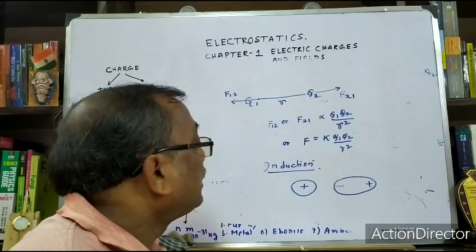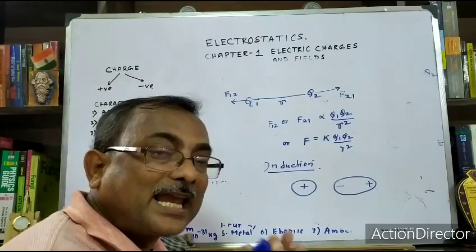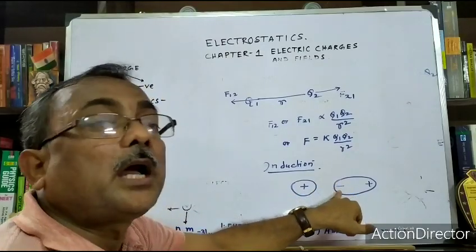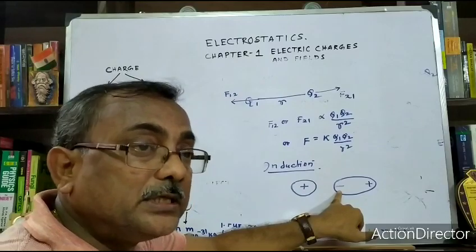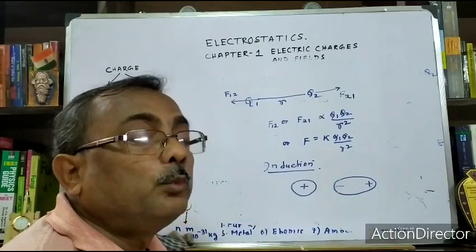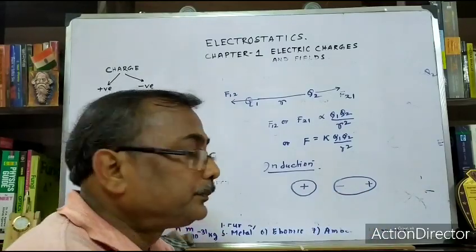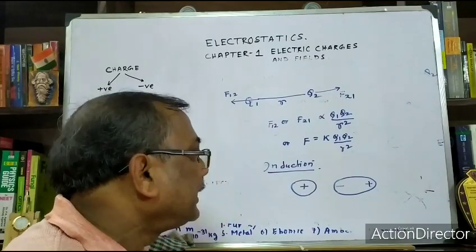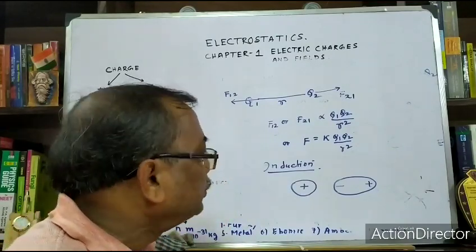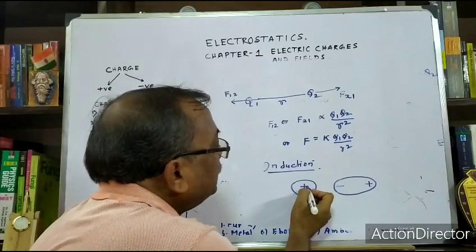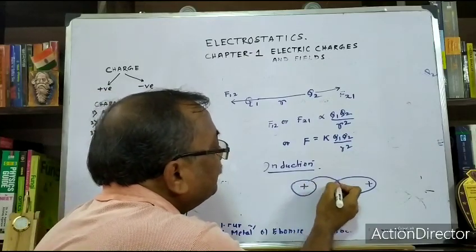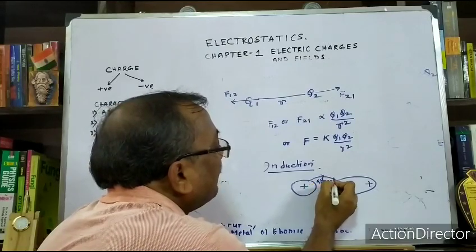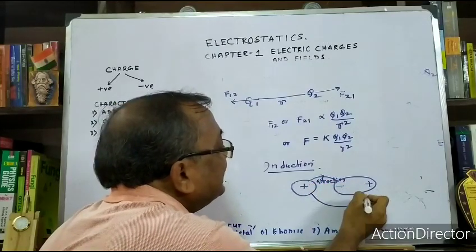I repeat, when an uncharged body is kept near a charged body, the near end of the uncharged body will be oppositely charged and the far end will be similarly charged. So this is the law of induction. Now just now I have explained to you that between unlike charges there is attraction and between like charges there is repulsion.